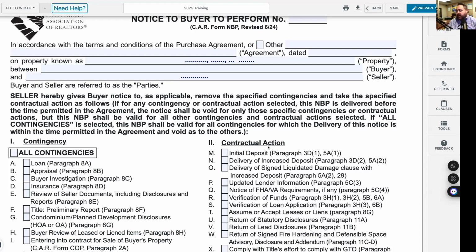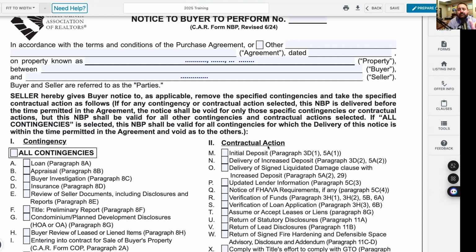Let's see, we've got a question in the chat. If we reduce timeframes through a seller counteroffer, then on notice to perform, we put down seller counteroffer instead of purchase agreement. Okay, so whatever the timeframes are that you guys have negotiated, the rules still apply. It is 2 days for them to perform based on the notice to perform.